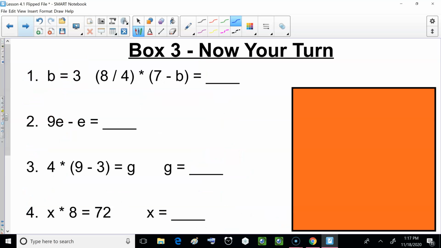And right here we have your problems for you. You have a set of 4 problems. Right now I want you to draw a line above your examples. Right now, box 3, now your turn. Numbers 1, 2, 3, and 4. Solve each of these problems right now. You can write down what the equation is, show your work, and your answer so we can see and help you along the way.